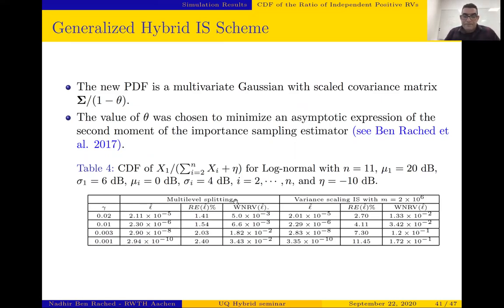So a comparison here shows that the splitting method is more efficient than this variance scaling importance sampling scheme, and it's almost 5 times more efficient here.